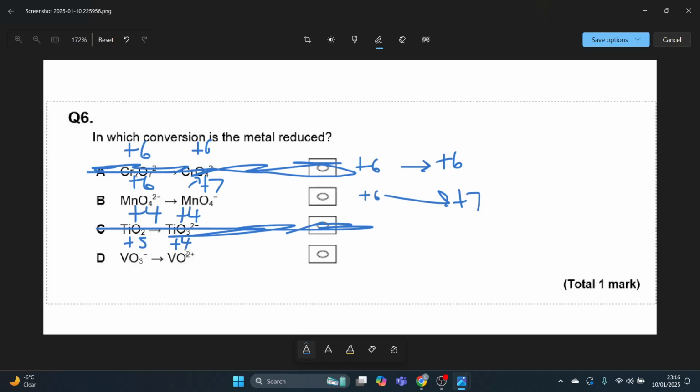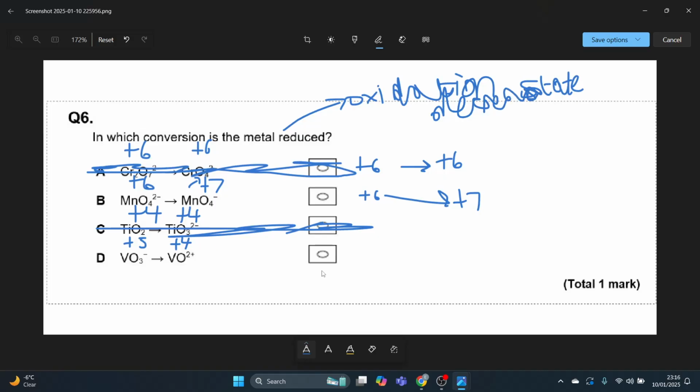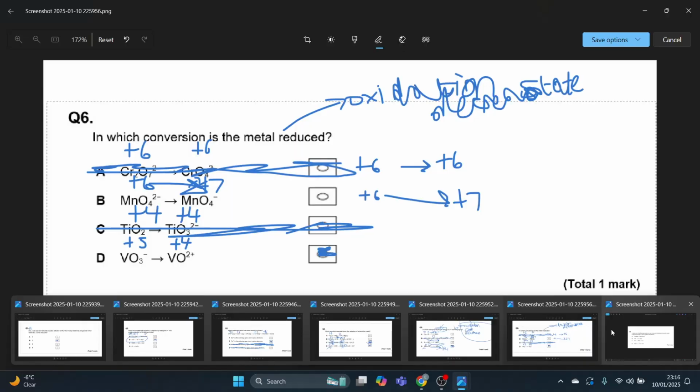What happens when a metal is reduced in terms of its oxidation state? Oxidation state decreases because of the gain of electrons. So in this case, it's going to be D. That's increased, so that metal is not reduced, just opposite of that. It's D, the metal is reduced because oxidation state decreases.